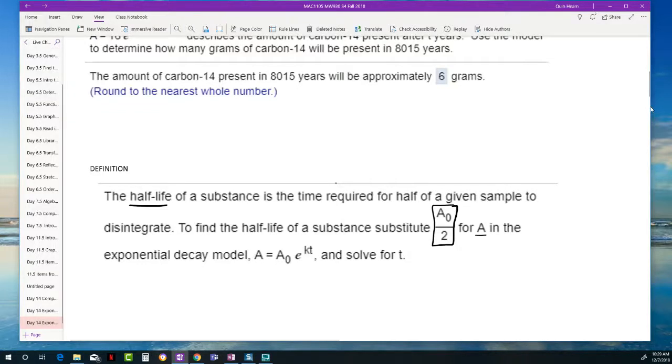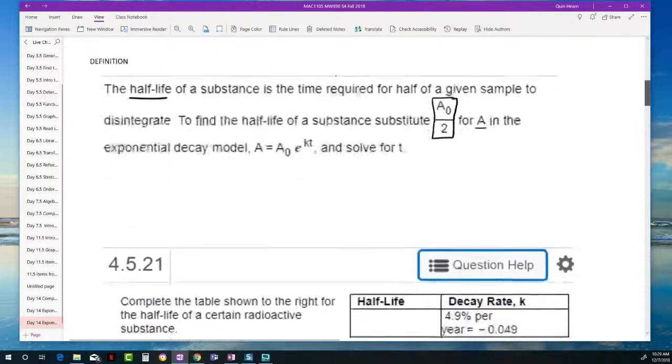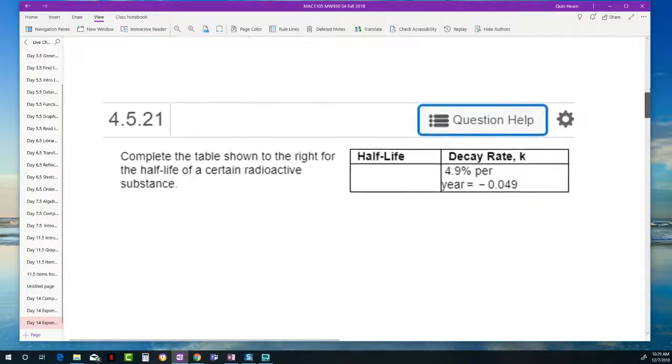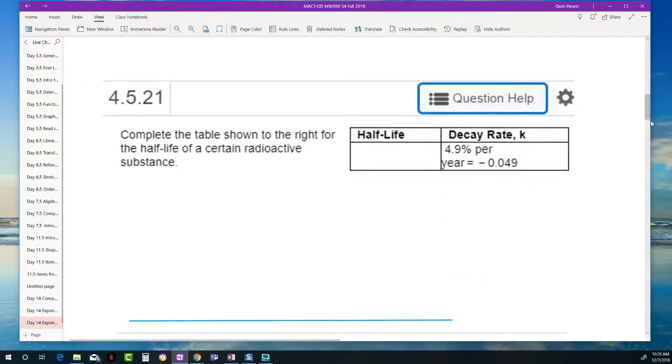And then you just solve for T using the same techniques we've been using. All right, so it says, here's an example. Complete the table shown to the right for the half-life of a certain radioactive substance. And it's telling us that our decay rate is 4.9% per year, or in decimal form, and taking into consideration the sign of decay is negative, that would be negative 0.049.